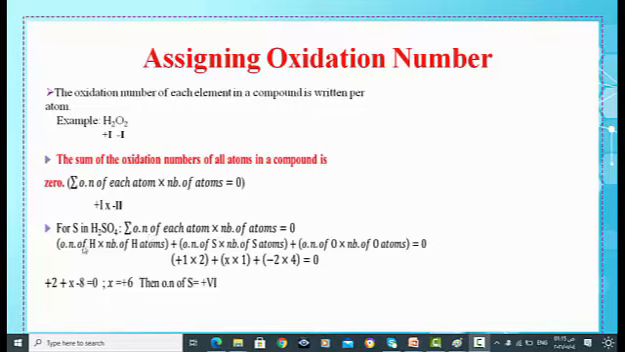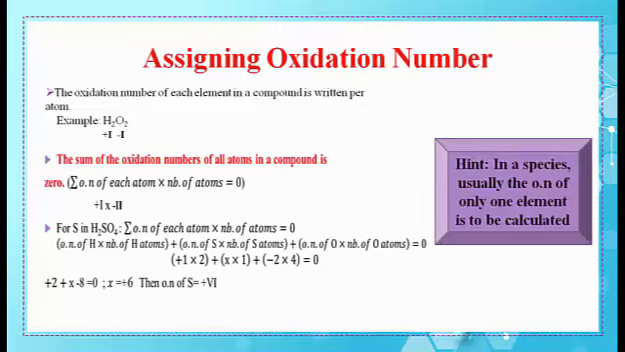Then the oxidation number of hydrogen, which is +1, multiplied by the number of hydrogen atoms, which is 2, +1 multiplied by 2, plus the oxidation number of sulfur, which is X, multiplied by the number of atoms of sulfur, which is 1, plus the oxidation number of oxygen, which is -2, multiplied by the number of oxygen atoms, which is 4, must be equal to 0. We determine X, we find that X is equal to +6, thus the oxidation number of sulfur is +6.